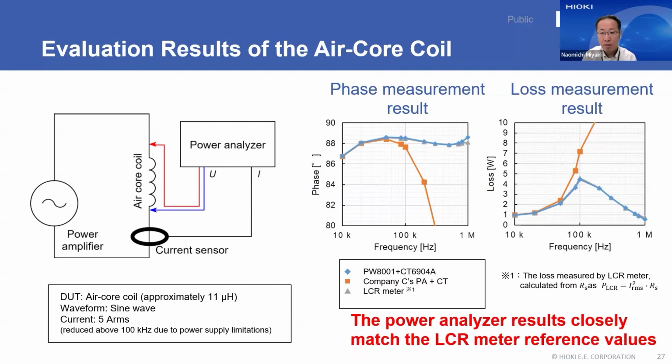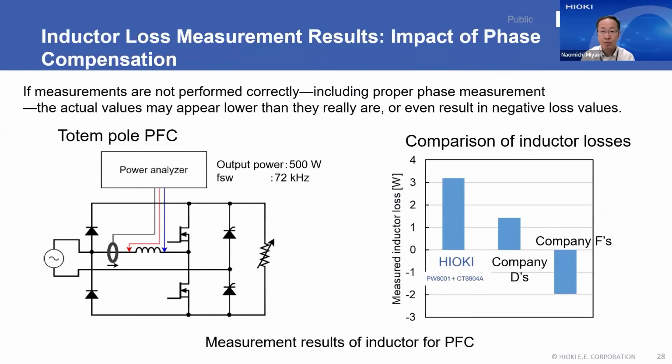On the other hand, the results from a different instrument and sensor combination show noticeable deviation, particularly at high frequencies. This is a good illustration of why the key points we discussed earlier make such a difference in practice. So next, let me share the results of measuring an inductor in a totem pole PFC circuit. As you can see in the comparison chart, the measured values vary significantly depending on the measurement approach.